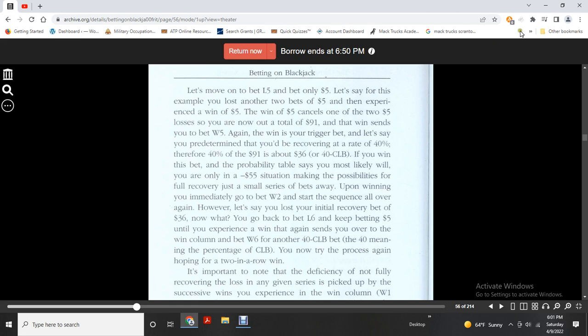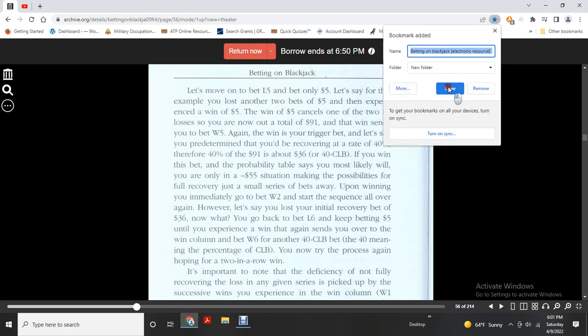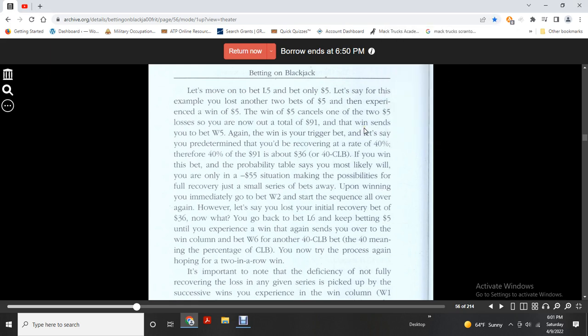Upon winning, you immediately go back to the W2 bet, the start of the sequence, all over again. However, if you lost your initial recovery bet of $36, now what? You go back to L6 and keep betting $5 until you experience a win, which again sends you over to the winning column.